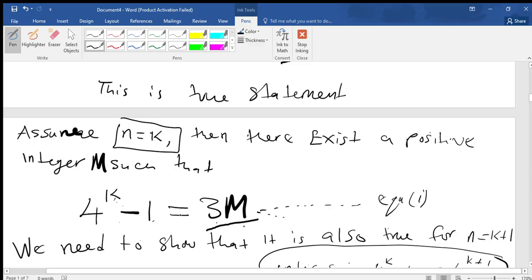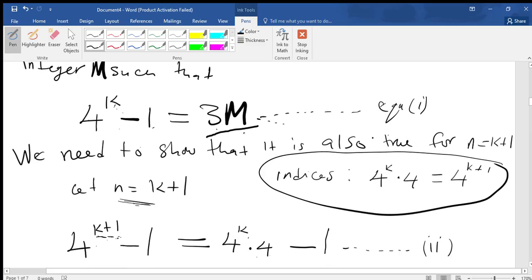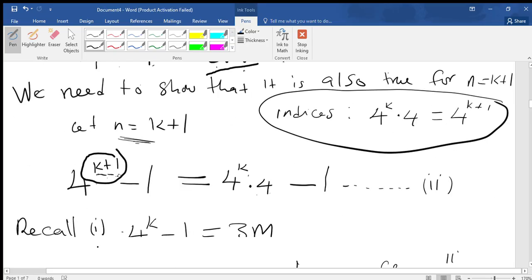So with this assumption, we will need to show that it is also true for n equals k plus 1. So when I let n equal k plus 1, the power will now be k plus 1. We'll break this down into a simplified version where we'll have 4^k multiplied by 4, from the rule of indices, since the powers are being added. So this is just as good as 4^k multiplied by 4, minus 1.